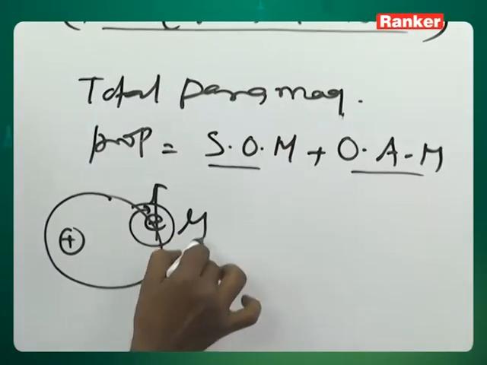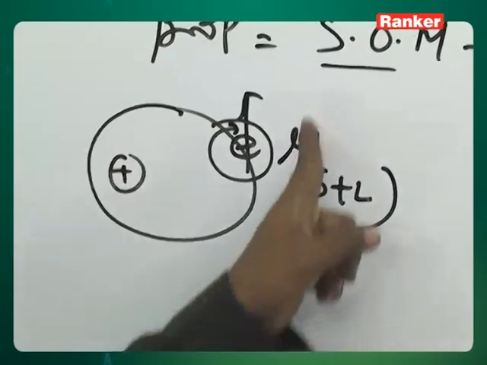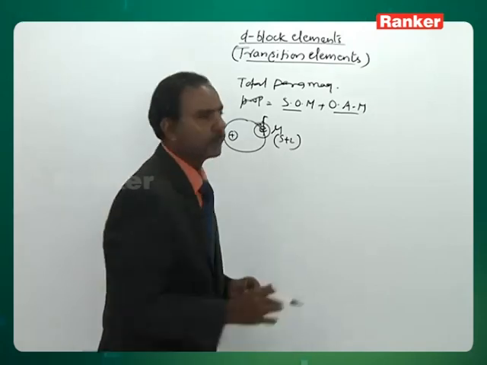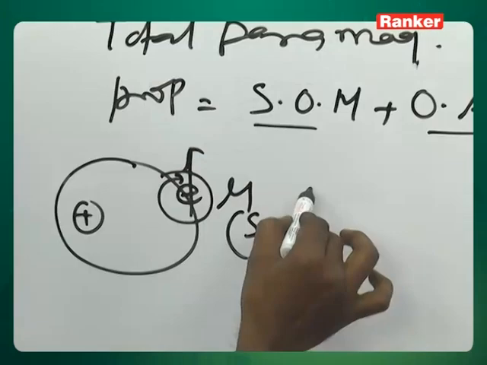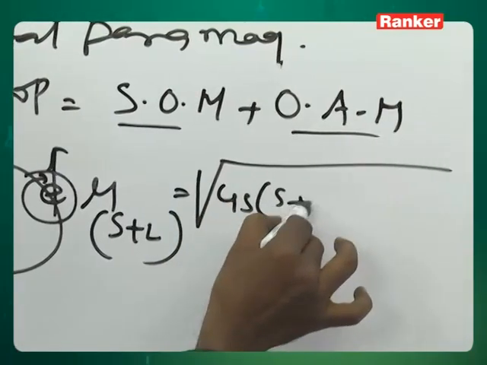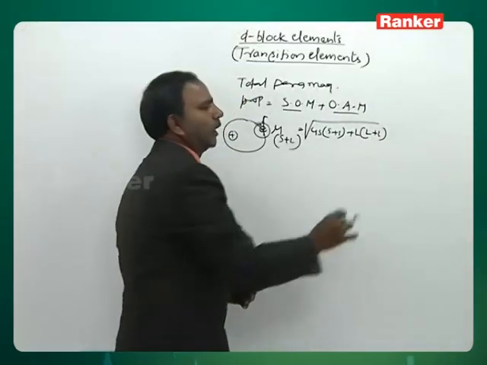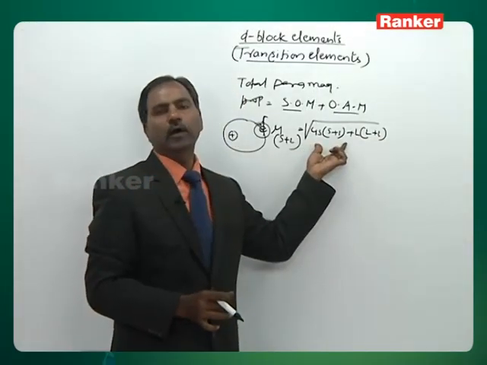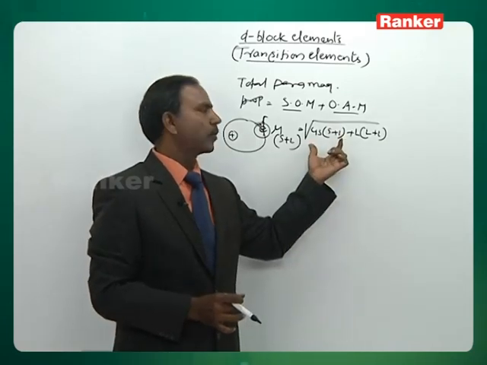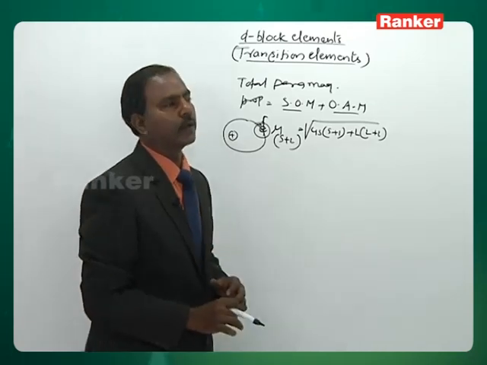This we can also show by an equation, mu S plus L. Here S stands for spin angular moment and L stands for orbital angular moment. The equation for mu S plus L is equal to under root of 4S into S plus 1 plus L into L plus 1. Here L into L plus 1 stands for the orbital angular moment, and 4S into S plus 1 stands for the spin angular moment.